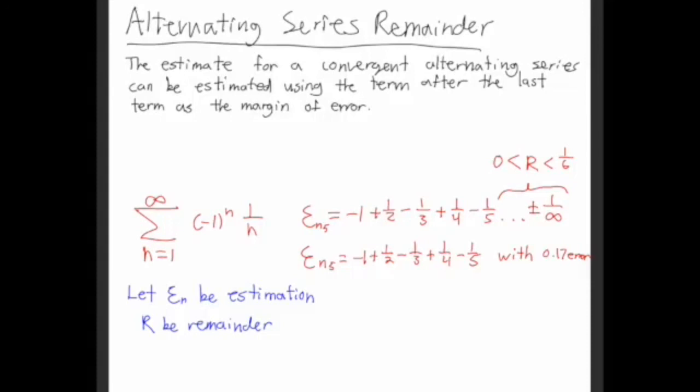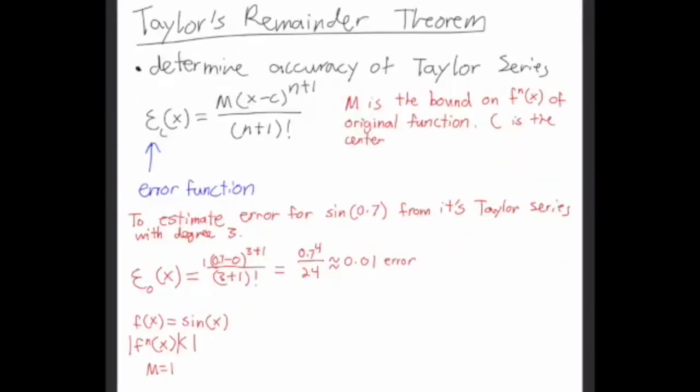So we're subtracting something that's smaller than 1/6 from 1/6, leaving us with something that is less than 1/6. This number is also greater than 0, so we know that the remainder is between 0 and 1/6. So then we know that the sum is -1 plus 1/2 minus 1/3 plus 1/4 minus 1/5 with an error of 0.7. Taylor's remainder theorem is pretty similar to this, but it's used to measure the accuracy of a Taylor expansion series.